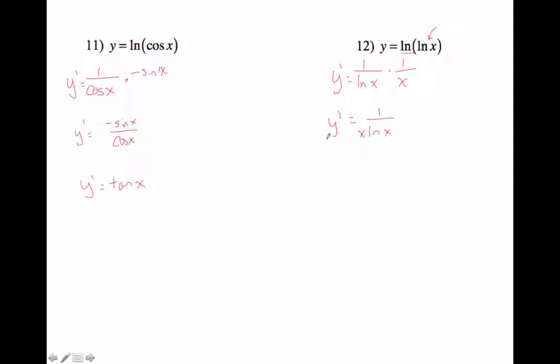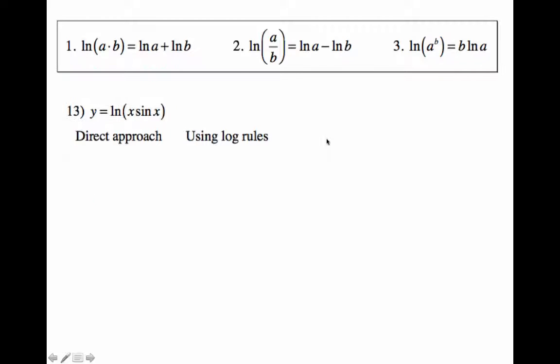Now, remember, we want to work smarter, not harder. As you see in your notes, there are 3 log rules that you learned in pre-calc, and you may have also learned in Algebra 2, that can help us take some more complicated derivatives and make life a little bit easier. So recall these 3 log rules that are up on the top of this slide.